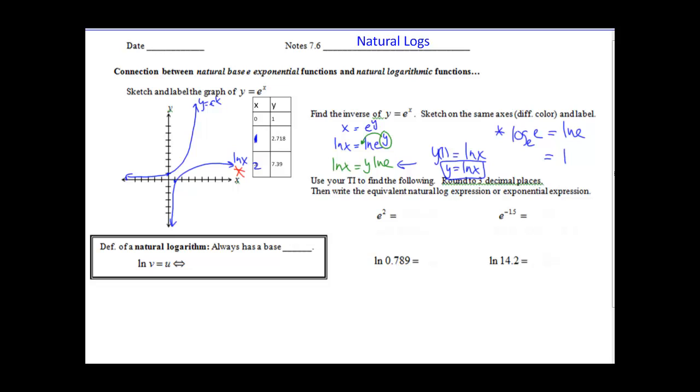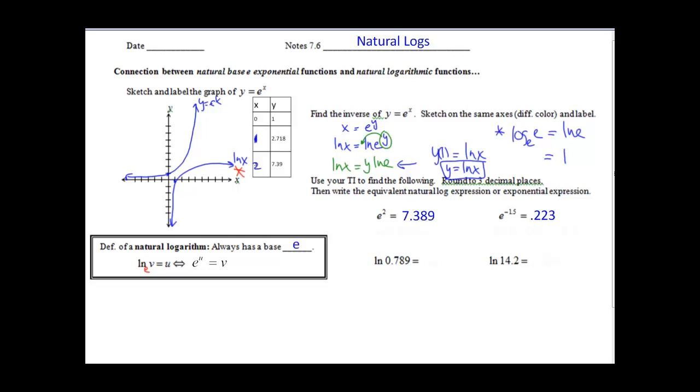Okay. The definition of a natural logarithm always has a base e, so ln v equals u is really e to the u equals v. So we're going to use our calculator. If you take your calculator, plug in these values and see what you get, and then we're going to rewrite the natural logarithm expression. E squared, you should get 7.389. Okay, if you hit e to the negative 1.5, you should get 0.223.